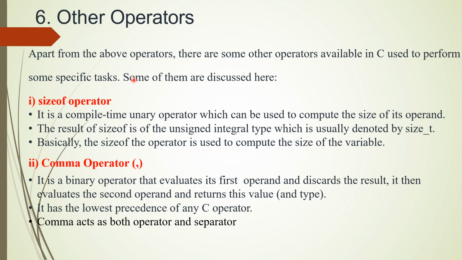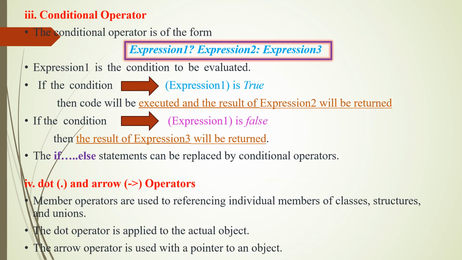Next are the remaining operators, whatever we have in C. Sizeof operator tells us the size of the operand variable, and you can put it in the C compiler and make a try. This is the syntax of it, sizeof. And comma is a binary operator that evaluates its first operand and discards the result. Okay, and it can be used as both an operator as well as a separator.